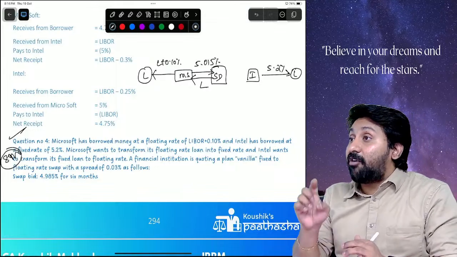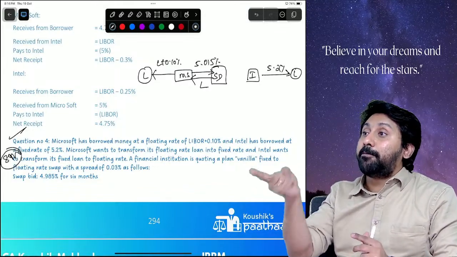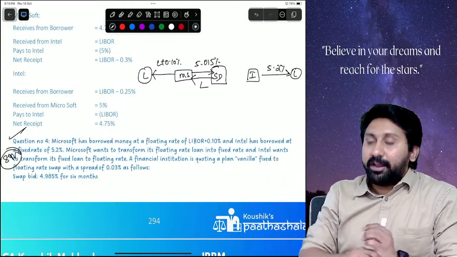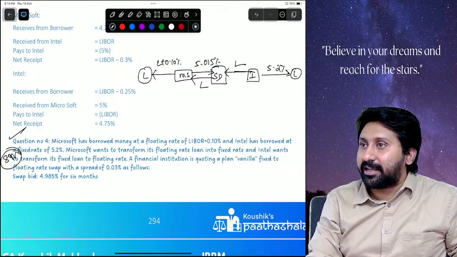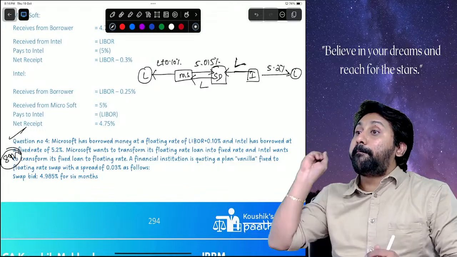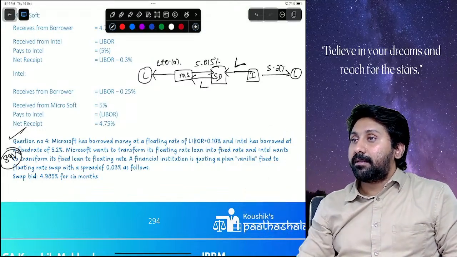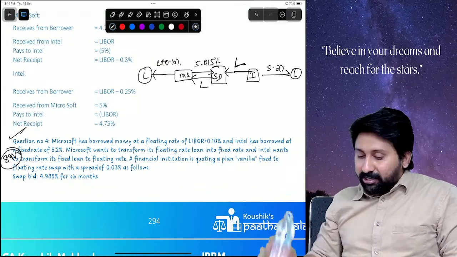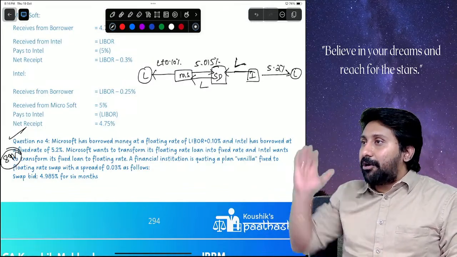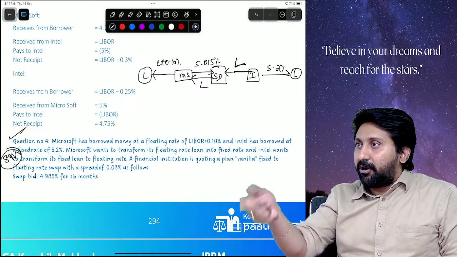Unhappy. It wanted to pay in fixed, now it wants to pay in floating. Floating means which rate? Libor. It wants to pay in Libor, receive in Libor? Originally it is paying in? Now it wants to pay in? Floating. Floating means what? Libor.